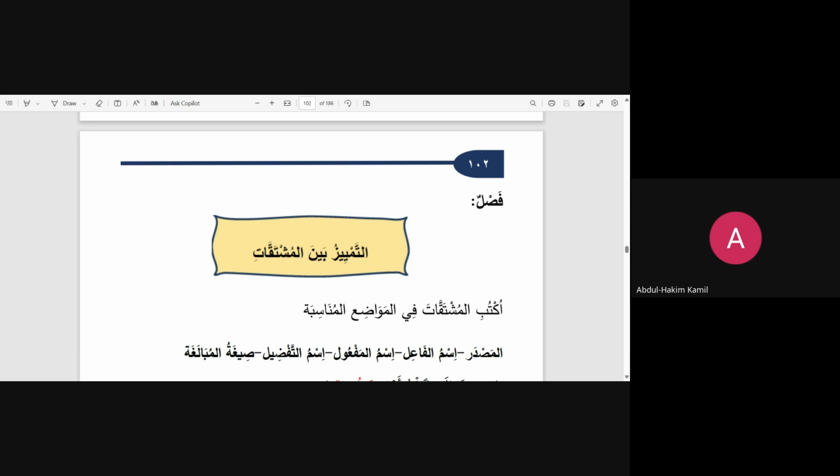We took ism fa'il. Then we took siga mubalagha, which is ism fa'il in exaggeration. Then we took ism maf'ul, and the difference is that one is active and the other is passive. After that, we took as-sifa al-mushabbaha. It's like ism fa'il, but it's from an intransitive verb.